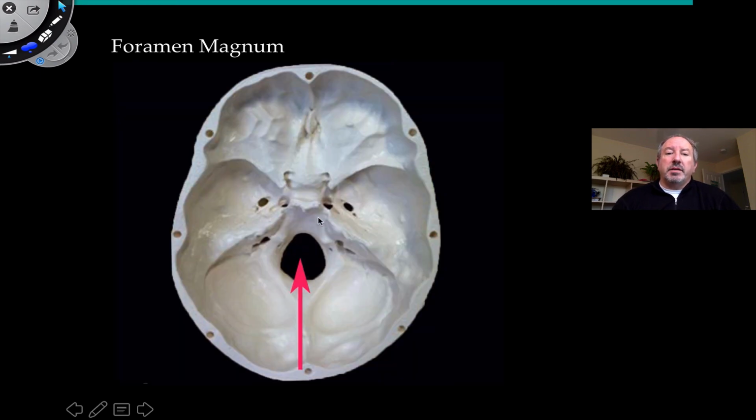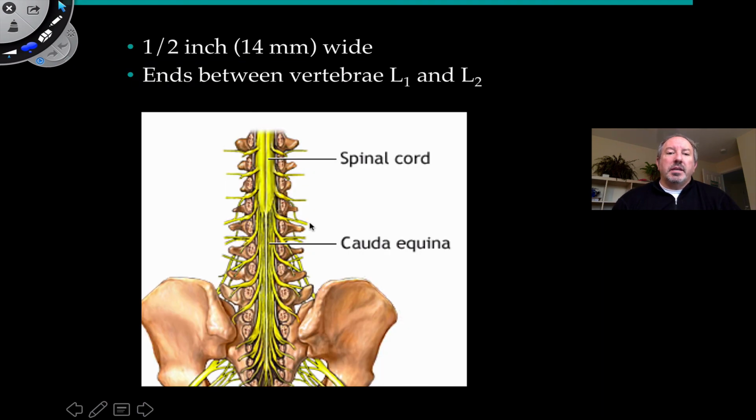Well, this is sort of looking at a superior view, looking downward at the inside of the skull, and this big giant opening or foramen right here is the foramen magnum, and that's the opening through which the spinal cord travels down. And its width, which I find kind of interesting, is rather narrow. If you haven't thought about that before, it's about a half inch or 14 millimeters wide, and it ends in an interesting way as it travels down your vertebral column.